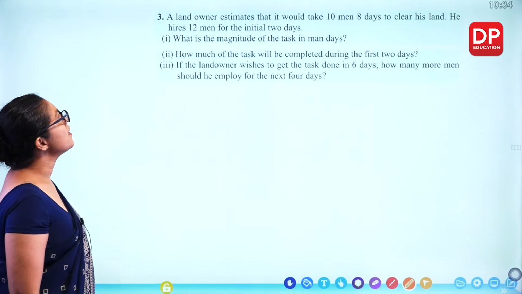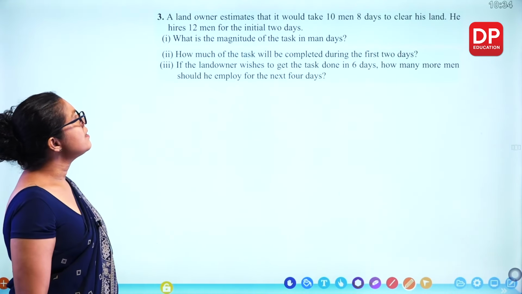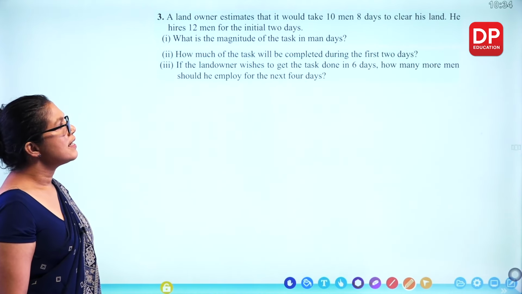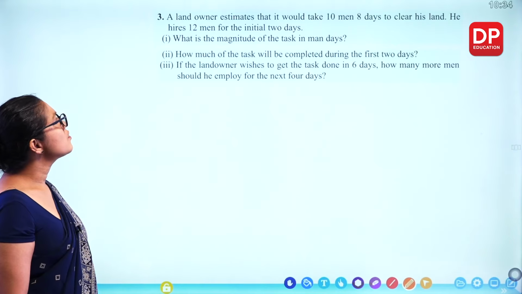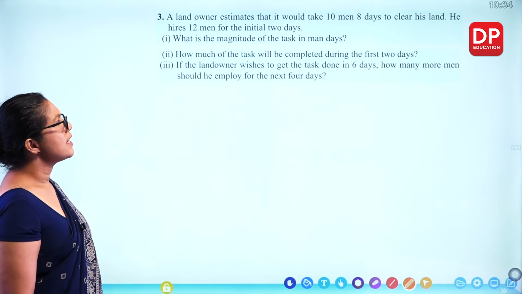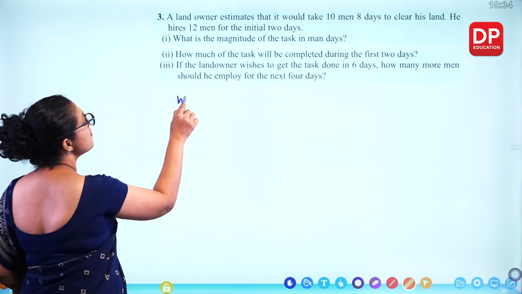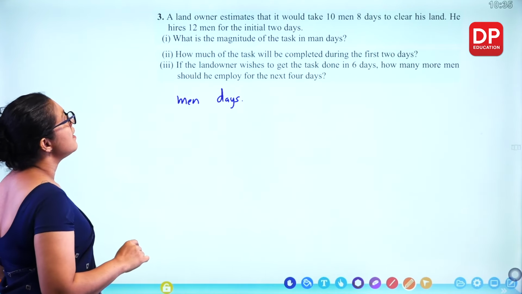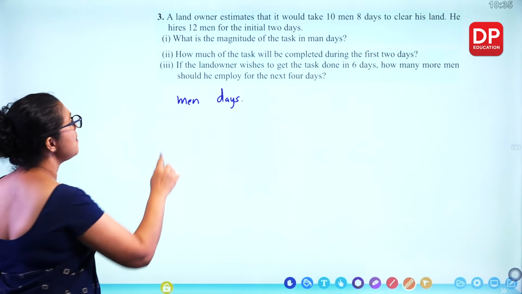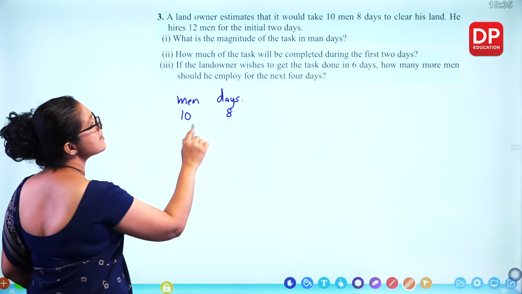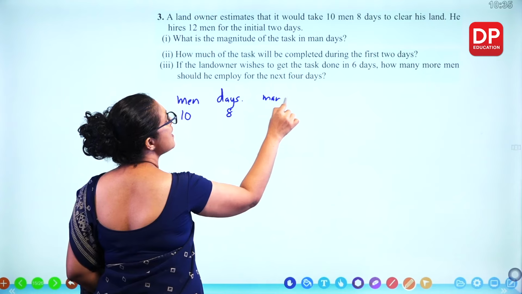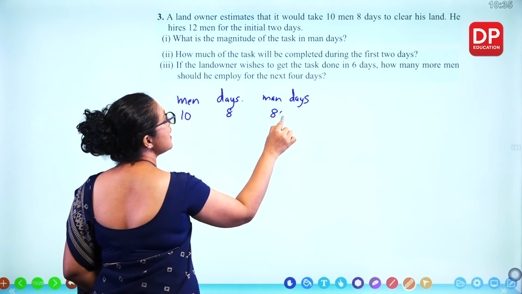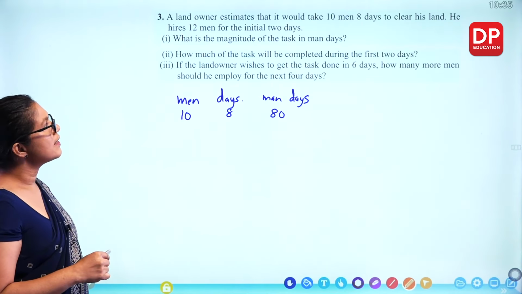Now we look at the third question. A landowner estimates that it would take 10 men 8 days to clear his land. He hires 12 men for the initial 2 days. So we'll write down the information, men and number of days. A landowner estimates that it would take 10 men 8 days. So how many man days are there? 10 times 8, 80 man days altogether.